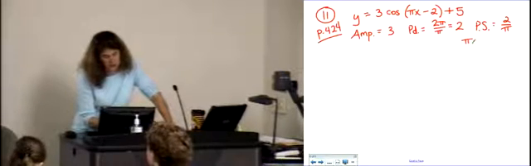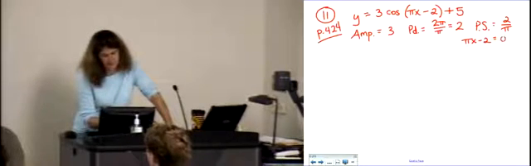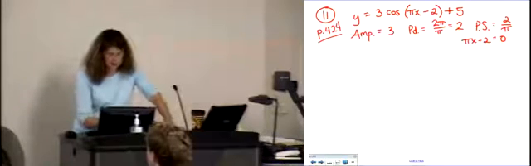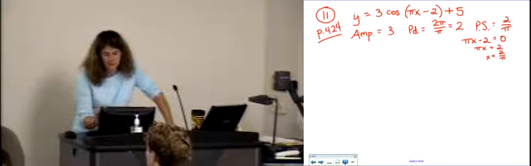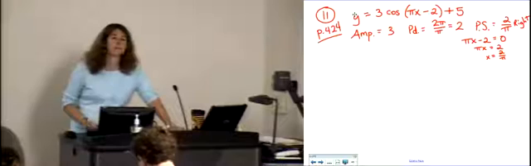Now remember, if you're not sure about how we're doing it that way, set that part equal to 0, pi x minus 2. That gives you pi x equals 2, gives you x equals 2 over pi. So it means we've got to move to the right 2 over pi units.